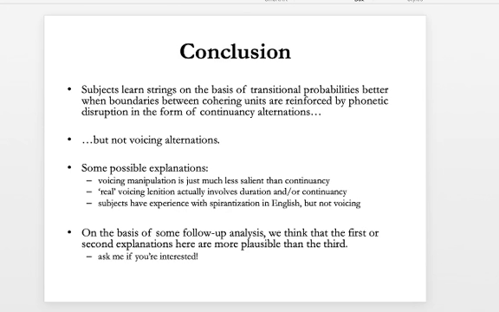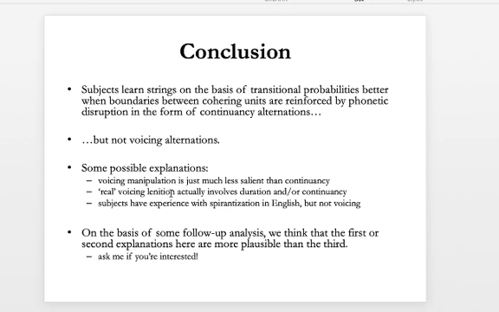Well, we did show that subjects learn strings on the basis of transitional probabilities better when boundaries between cohering units are reinforced by phonetic disruption in the form of continuancy alternations, but not voicing alternations. So only one of the two lenition patterns that we'd set out to test here turned up meaningful results with regard to the segmentation task. What could be going on here? Well, we have a number of ideas, and I can talk about these in the question period if you're interested.